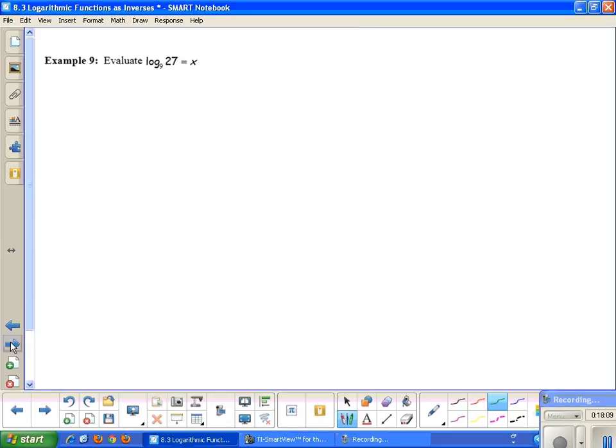So let's do one more example. Example number 9. So for this example, again, same thing. The log base 9 of 27 is equal to x. So I want to figure out what that number is. Since it's in logarithmic form, I'll write it in exponential form. So I would write 9 to what power is equal to 27.